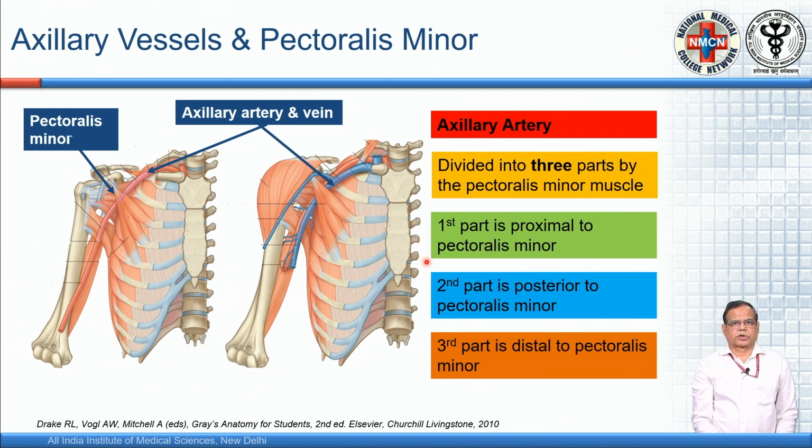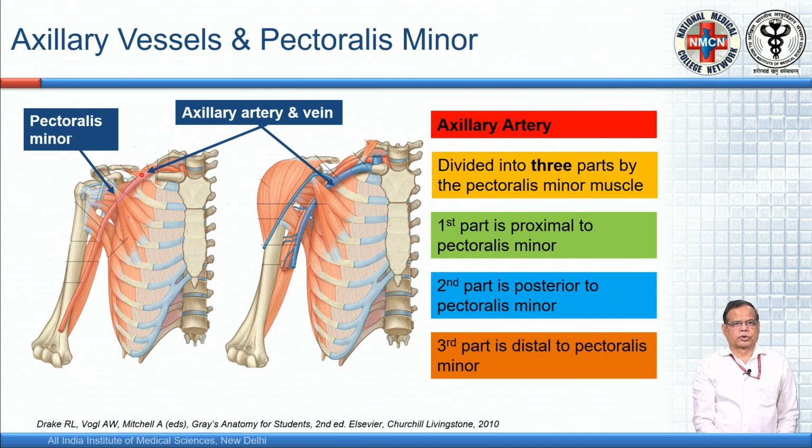Axillary vessels and pectoralis minor have a very important relation. As you can see, some part of the axillary vessel lies deep to the pectoralis minor muscle. So, it divides the axillary vessels into 3 parts. The part proximal to the upper border of the pectoralis minor is the first part, the part deep or posterior to the pectoralis minor is the second part, and the third part is distal to the pectoralis minor muscle.